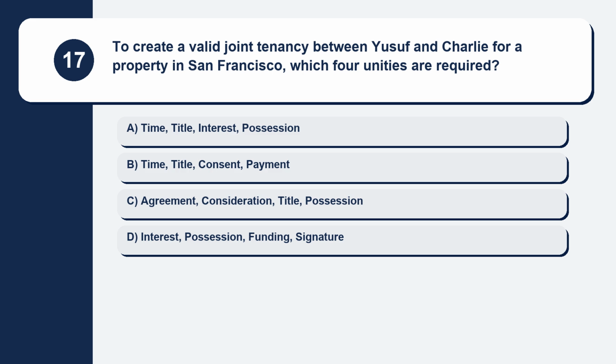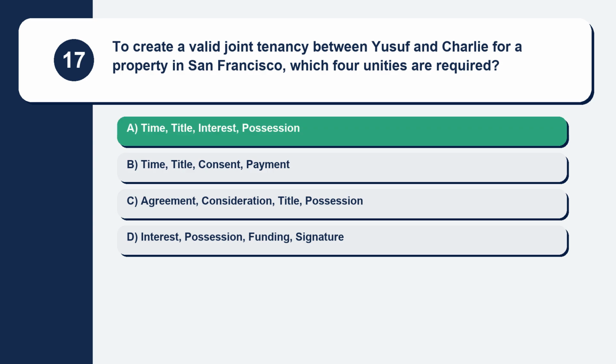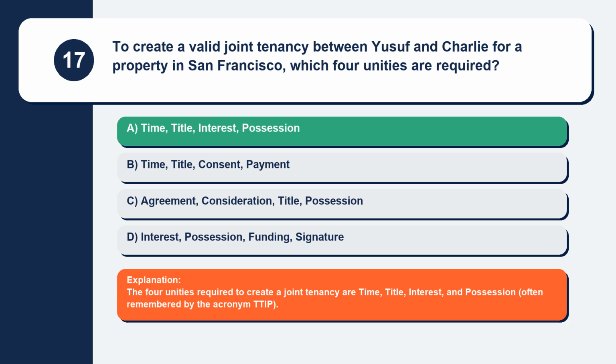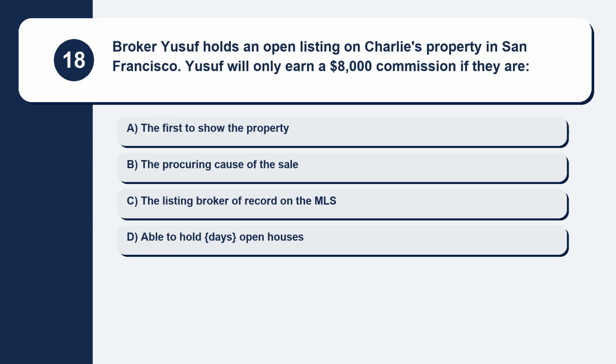Question 17. To create a valid joint tenancy between Yusuf and Charlie for a property in San Francisco, which 4 unities are required? Here are your options. Option A, time, title, interest, possession. Option B, time, title, consent, payment. Option C, agreement, consideration, title, possession. Option D, interest, possession, funding, signature. The correct answer is option A, time, title, interest, possession. Explanation: the four unities required to create a joint tenancy are time, title, interest, and possession, often remembered by the acronym TTIP.